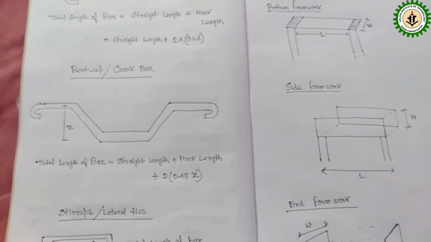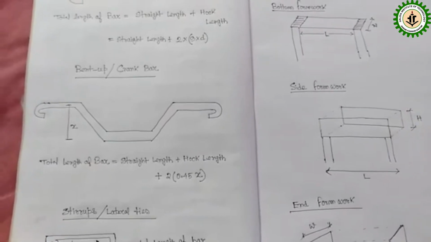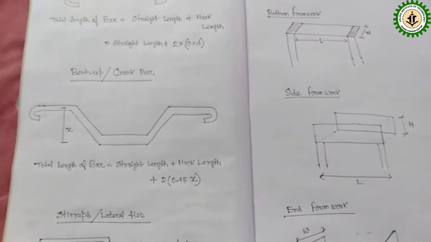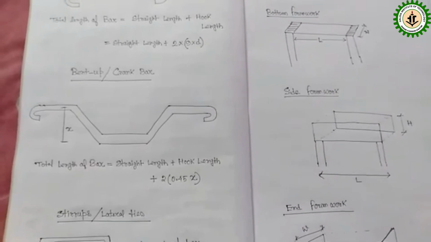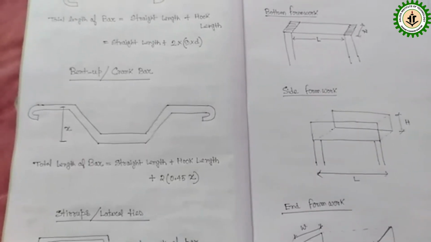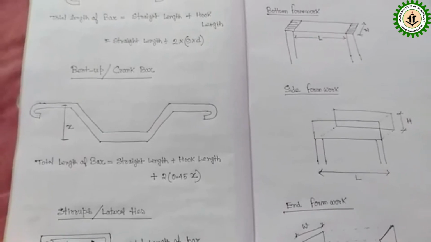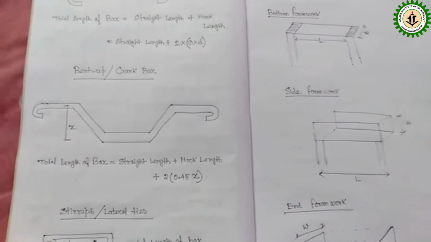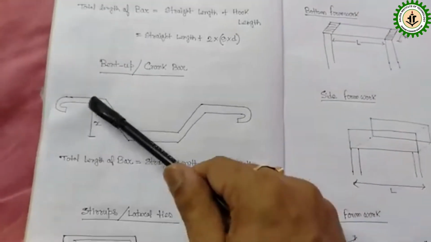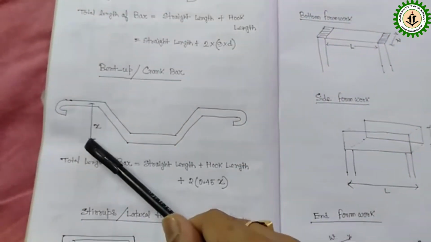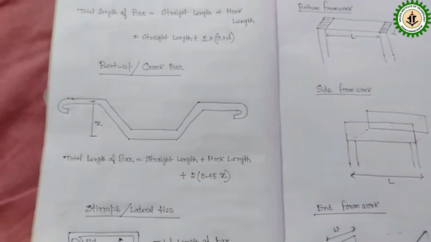So the length of the bent up bar or crank bar will be straight length plus hook length plus 2 into 0.45x. Here x is the vertical center to center distance between the upper and the lower portion of the bent up bar. So this center to center distance is the x distance.